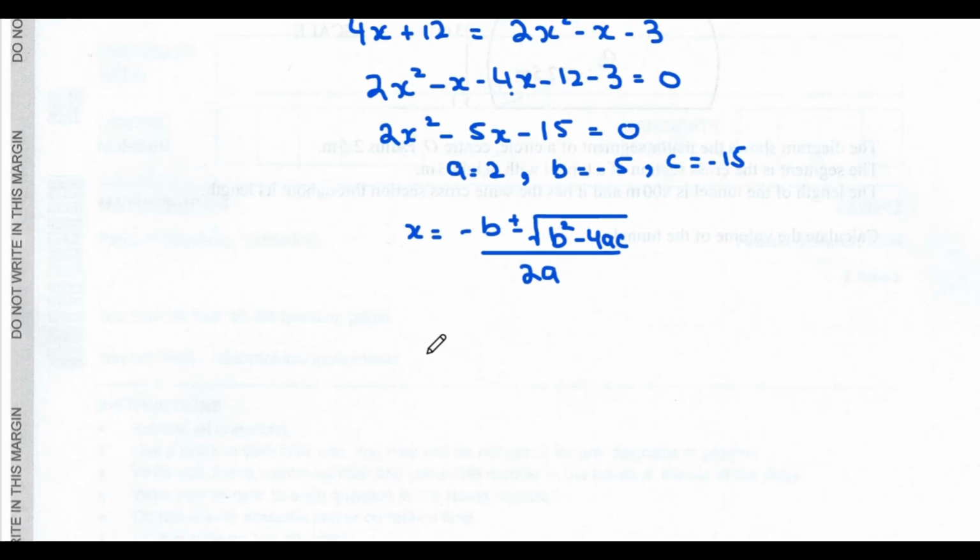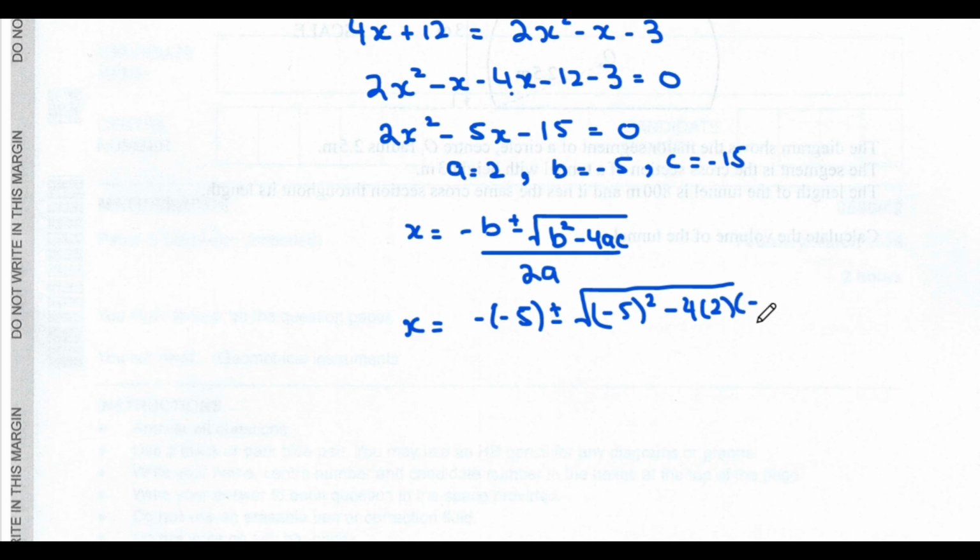And the quadratic formula is this. Let me put in the values. Minus b, so minus of negative 5, plus or minus the square root of b squared, which is negative 5 squared, minus 4 times a, in place of a I'll put 2, times c, in place of c I'll put negative 15, all over 2a. So a is 2, so I'll put 2 in place of a now.